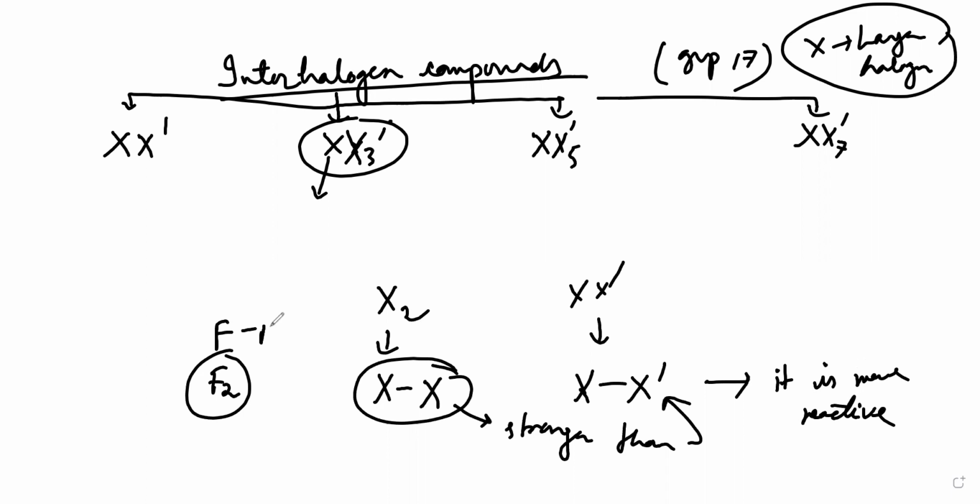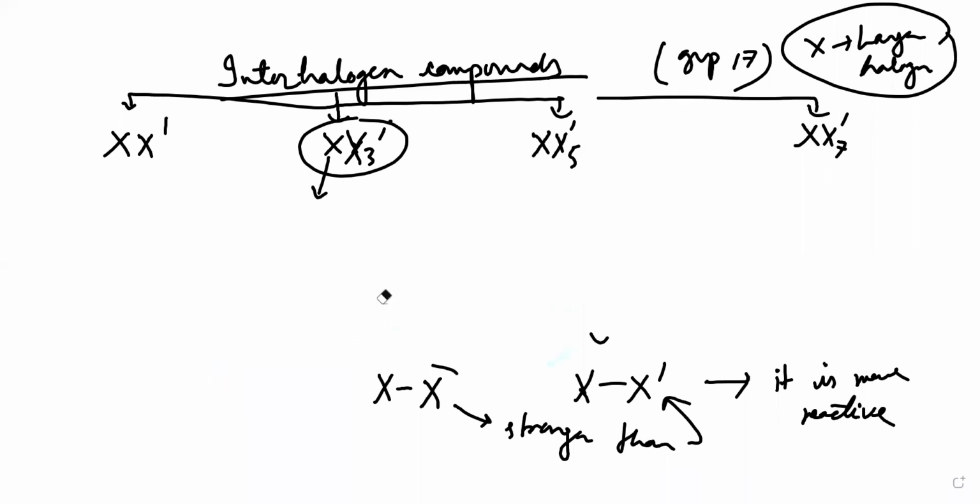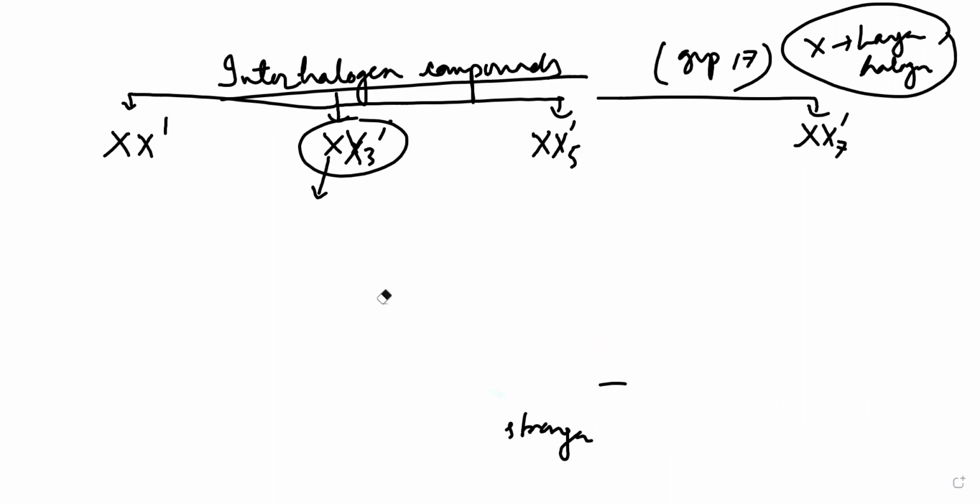Since fluorine is very much smaller in size, when it combines with another fluorine, electron repulsion takes place. So fluorine is a common exception. Next are the properties of interhalogen compounds. The structures are important.